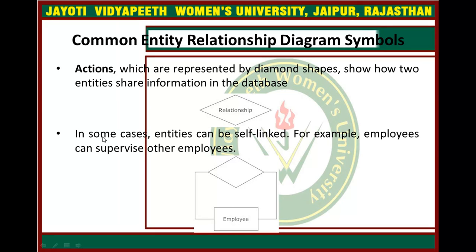In some cases entities can be self-linked. For example, employees can supervise other employees. So you can see here, this is a diamond box and this is linked with this rectangular box. This is the employee, that is the entity. That's why here I am saying entities can be self-linked through these actions, that is decision, or you can say relationship.